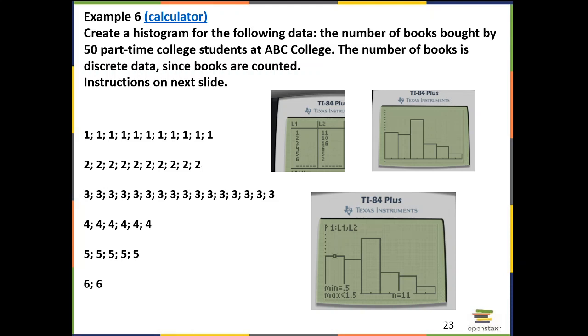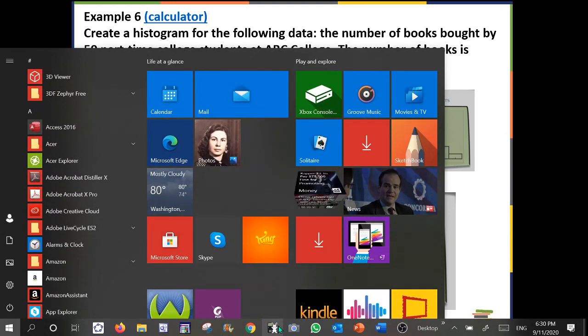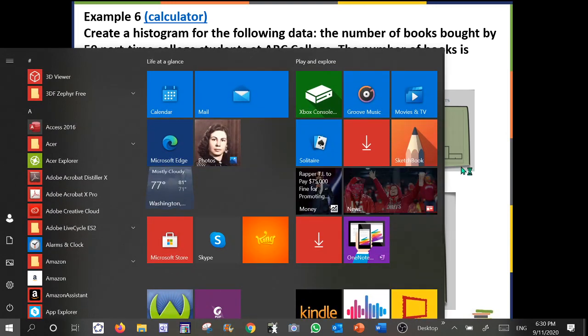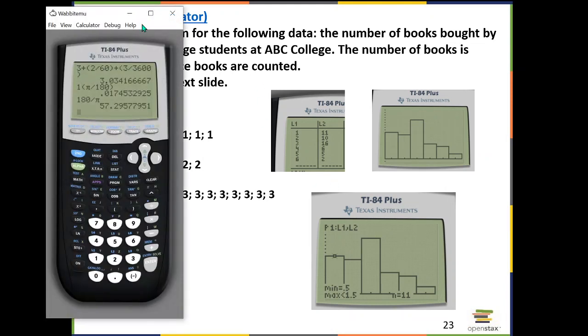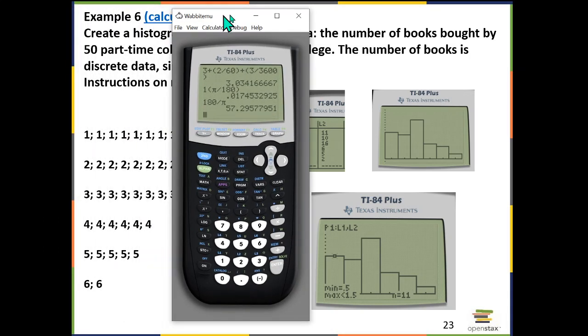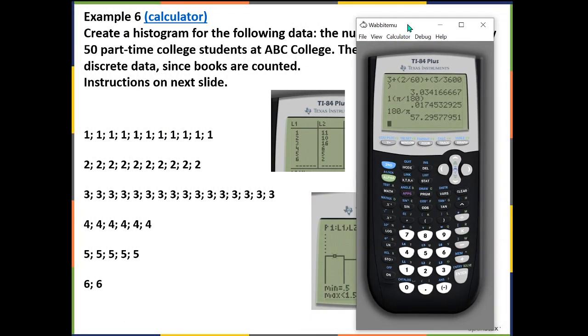Now, how do we do one with a calculator? Well, to do one with a calculator, we have to actually use a calculator. So why don't I just use a calculator here? Here you go. So you see, what we have here is a set of numbers, right? There are a bunch of numbers here. You know, there are a bunch of ones, a bunch of twos, a bunch of threes. You could just enter all of them in the calculator in one column.